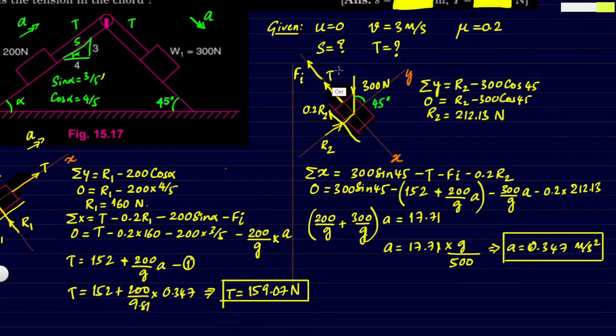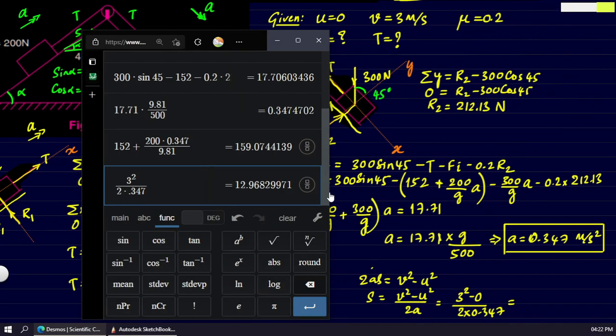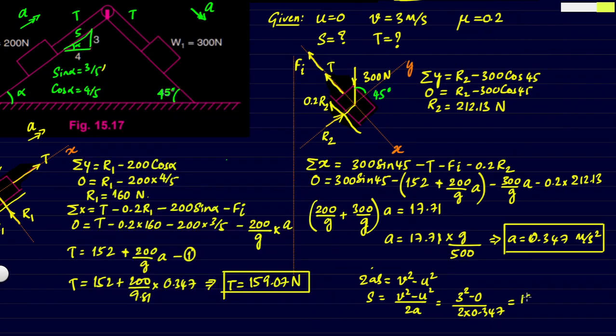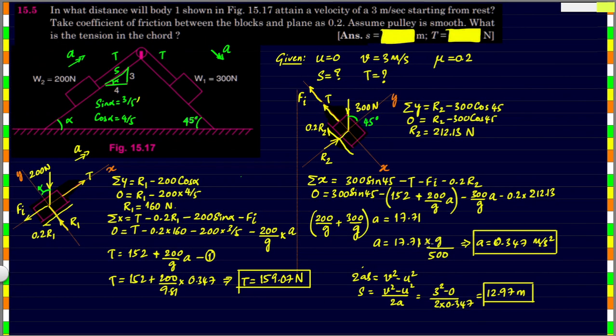So next we need to find the displacement. So here we'll have to use the kinematic equation. We know the initial and final velocities, and we also found the acceleration. So we'll have to go for the third equation of motion, that is 2as equals v square minus u square. So s will be v square minus u square whole divided by 2 times a. So that when you calculate, we are getting 12.97. Now this is displacement, so it's just going to be in meters. So that's our answer. So we have found all the answers that were asked in the question.